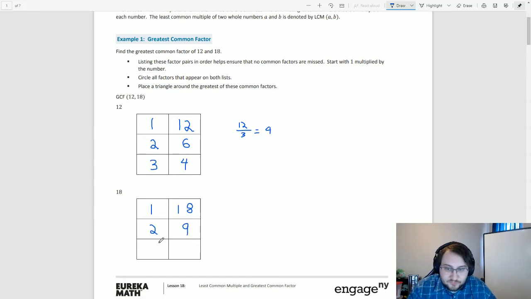Okay, so there's some more factors. What about 3? Can I divide 18 evenly by 3? Good news, I can. If I were to do 18 divided by 3, what am I going to get? I'm going to get 6.